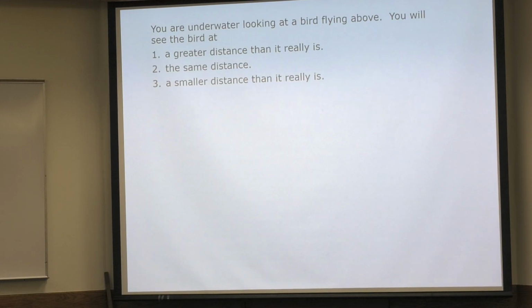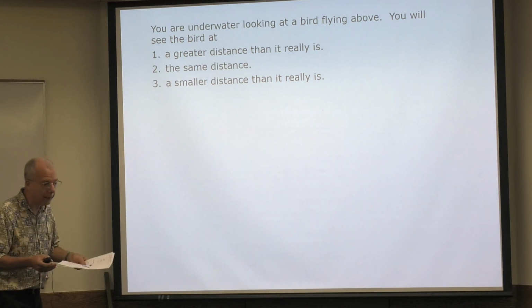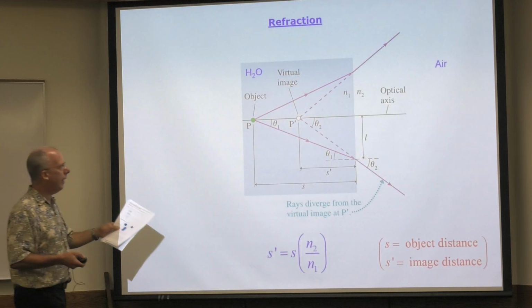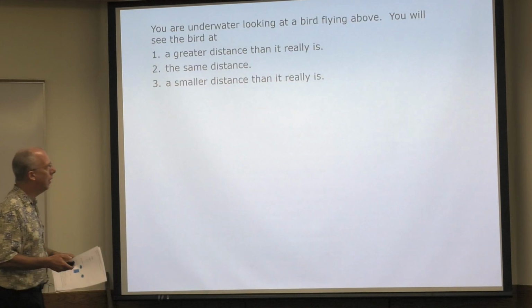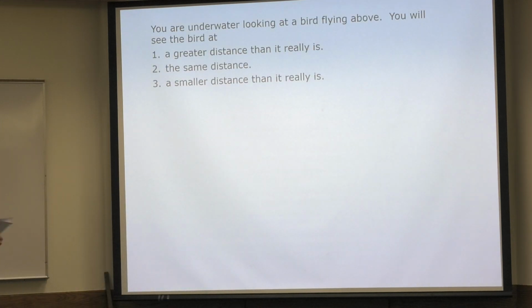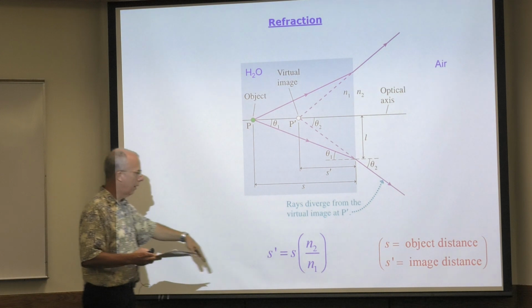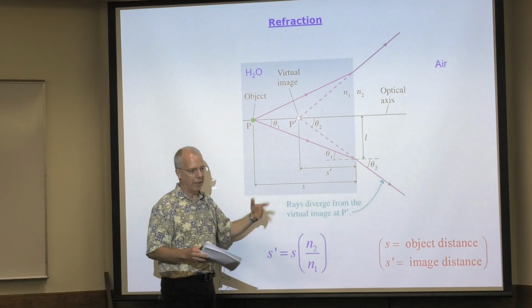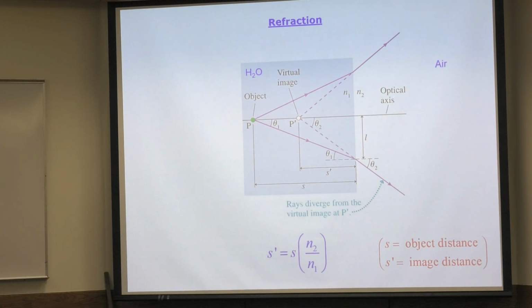All right, here we go. You're underwater looking at a bird flying above. So you're in the water, right? The bird is above, okay? You will see the bird where? At a greater distance than it really is, the same distance, or a smaller distance. So think about that. But remember now, what's the object now? The object is the bird, right? So I would recommend you can either use this formula or just draw the picture. So please pause your video and figure it out. And be careful, what's N1 and what's N2. All right, so pause.